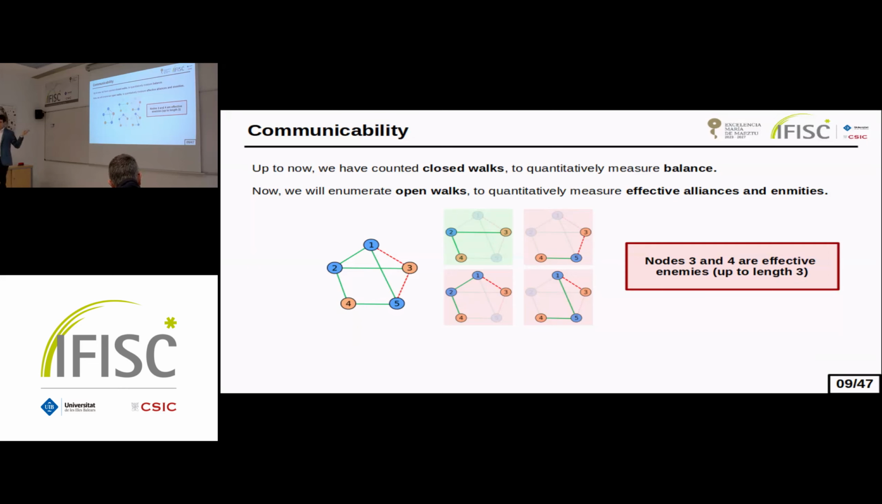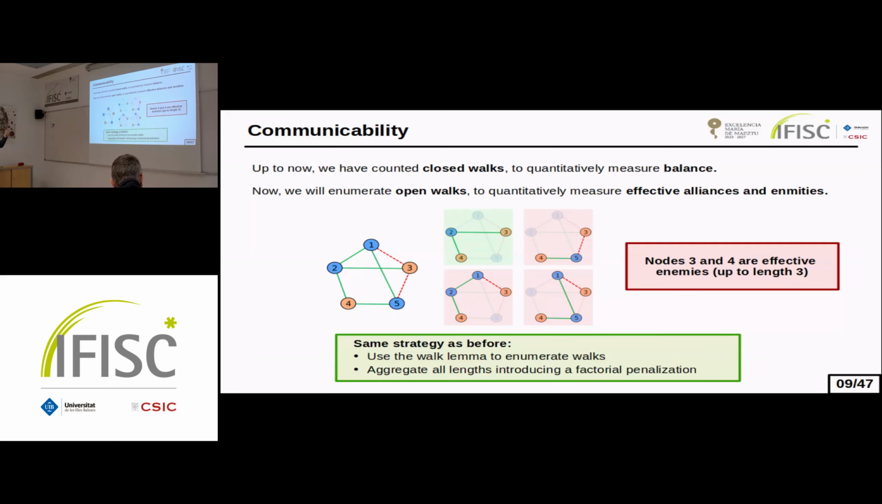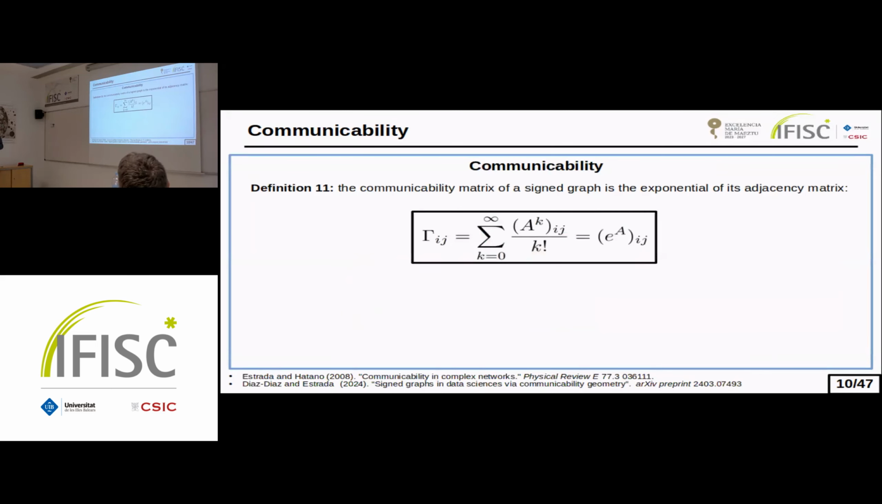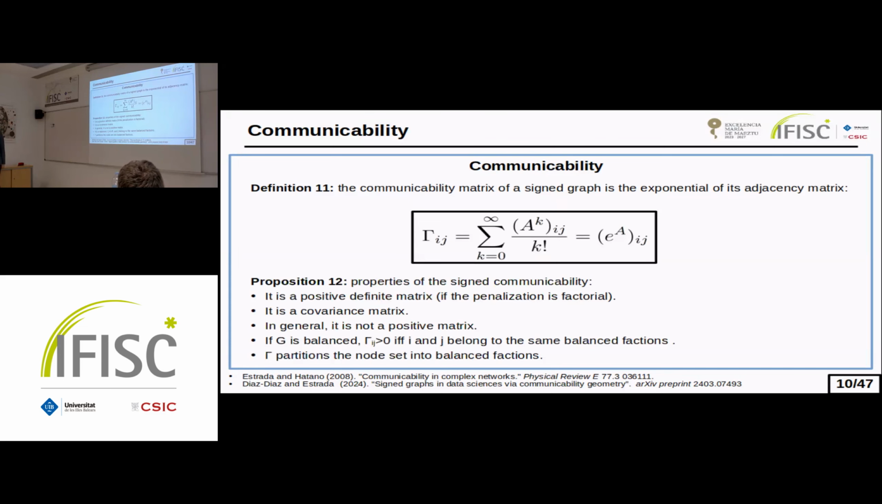We will have the same challenges if we want to generalize this. In particular, we need to take all paths, so we will use open walks as a proxy for paths, and we need to aggregate different lengths, so we will use the factorial. Doing the same math as before, we arrive at this matrix called the communicability matrix, which is the exponential of the adjacency matrix, but now we are taking into account the off-diagonal elements. And the properties of this matrix are, first, that it is positive definite. All of its eigenvalues are positive. Therefore, we can interpret it as the covariance matrix of a given random variable. Sorry, that doesn't mean that the matrix is positive, though.